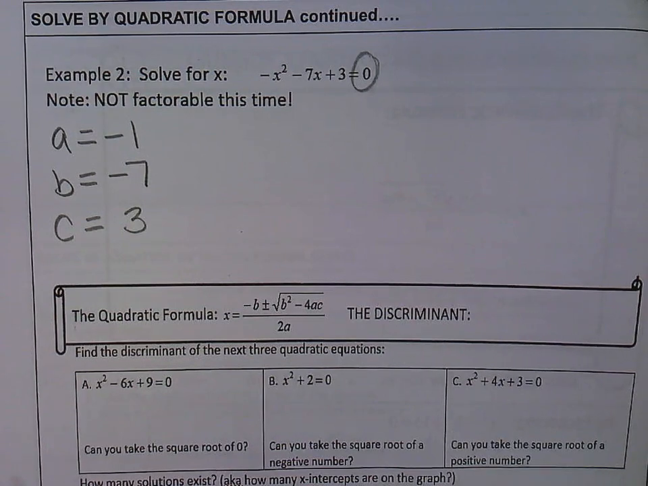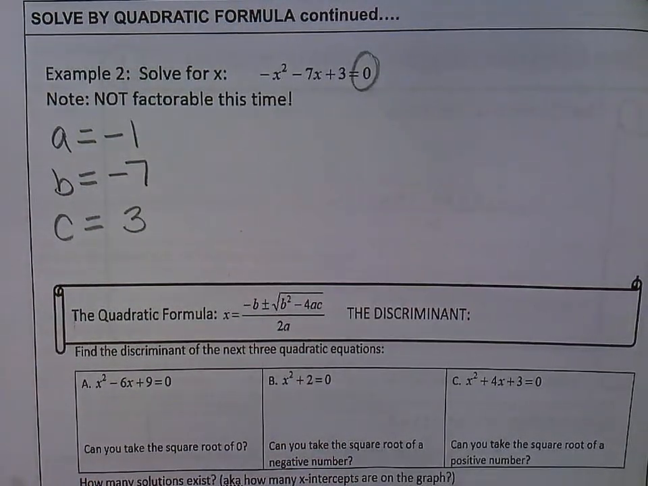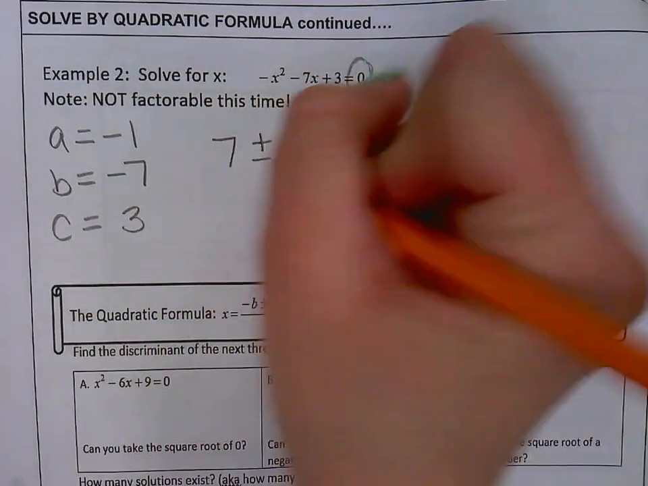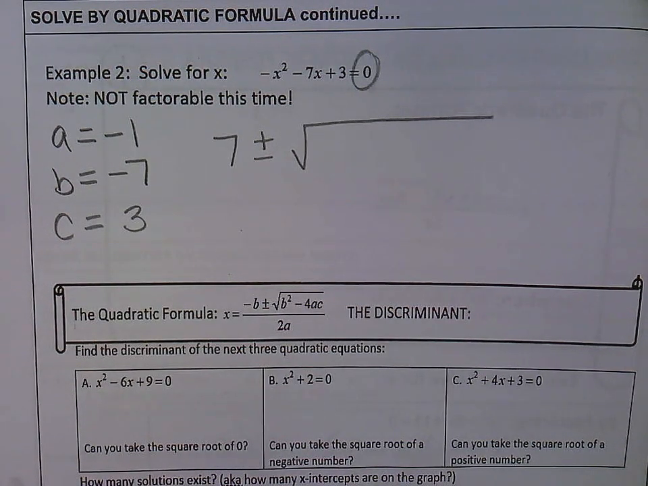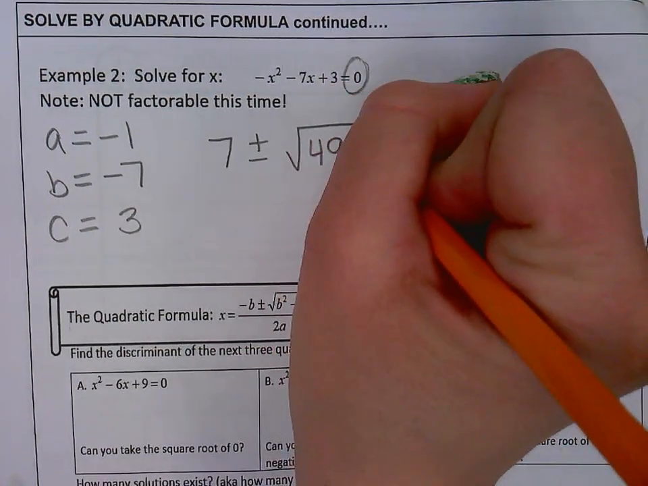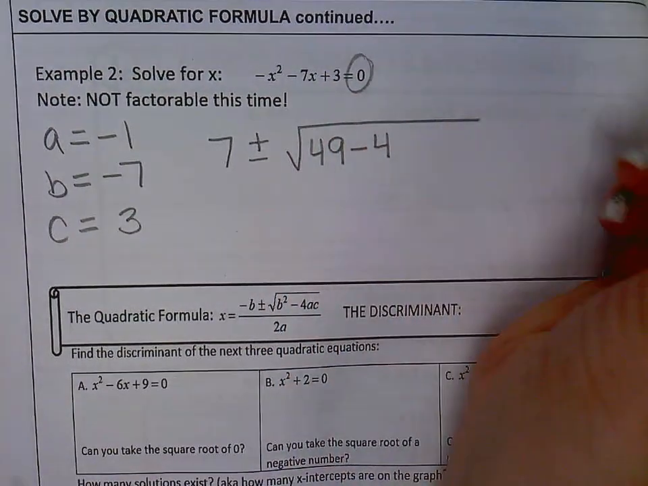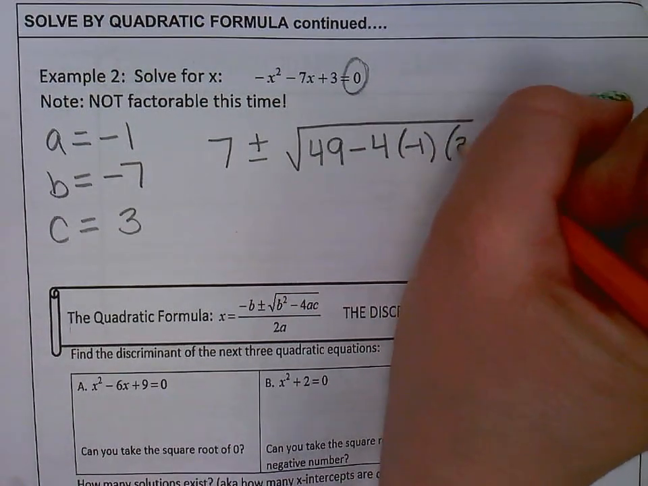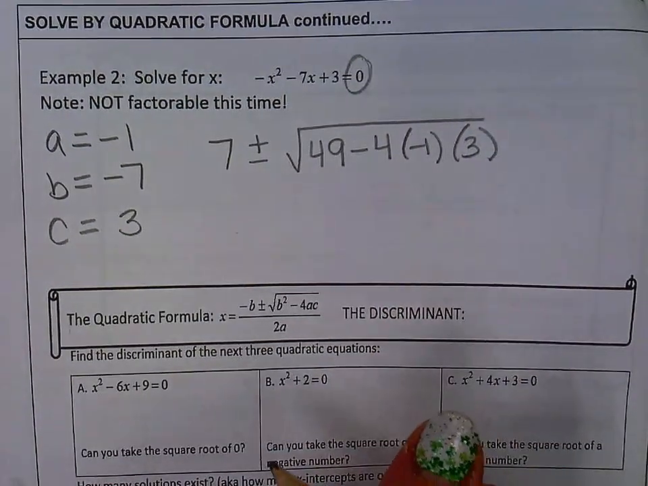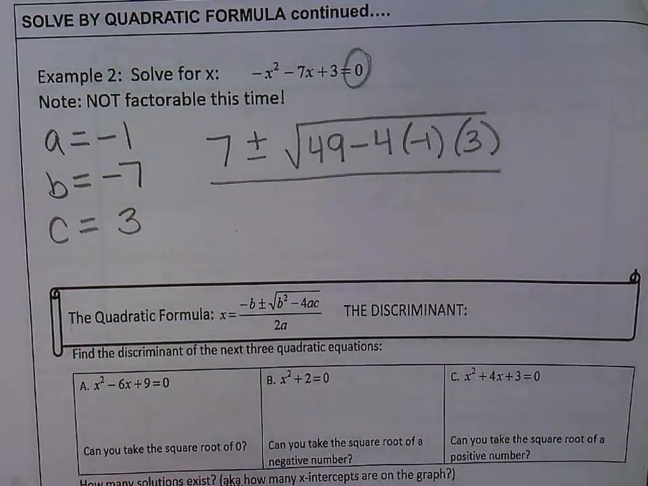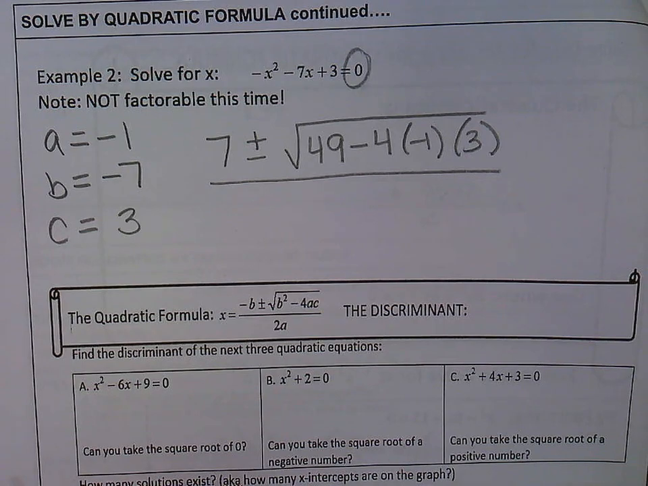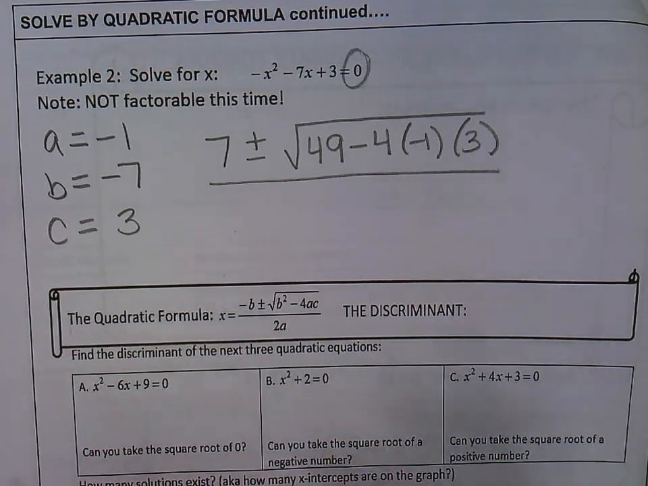All right, so I do the opposite of B. So -7 turns into 7, so the opposite of B plus or minus the square root of, what's B squared? So B times B. -7 times -7. B squared. So minus 4 times A times C. I just put those all in there. And then all over, what's 2A? 2 times A this time. 2 times -1? -2?